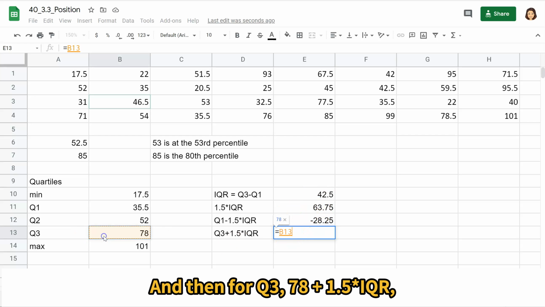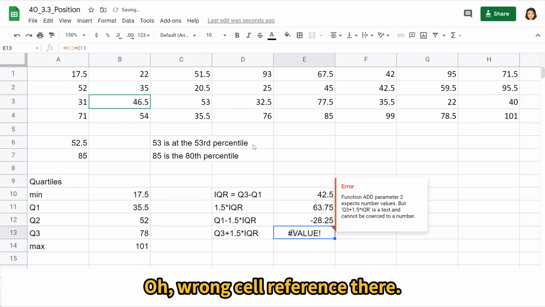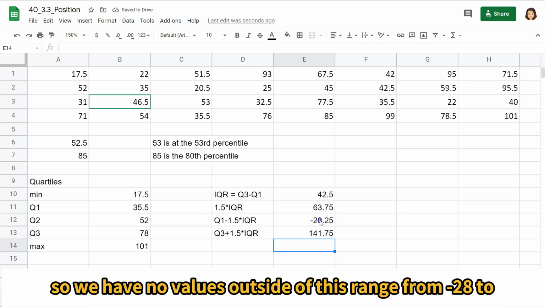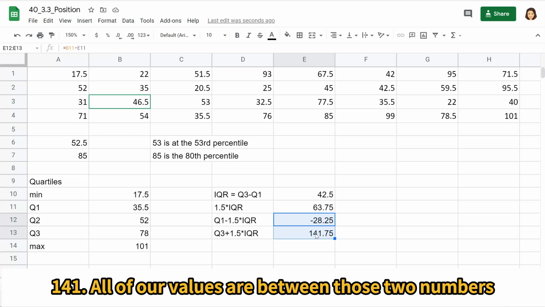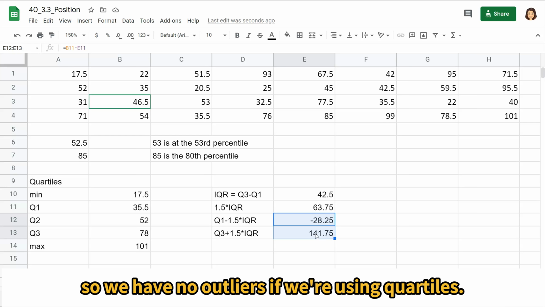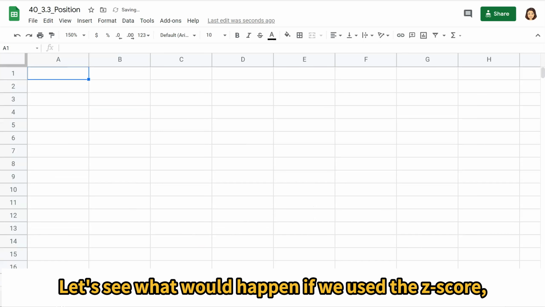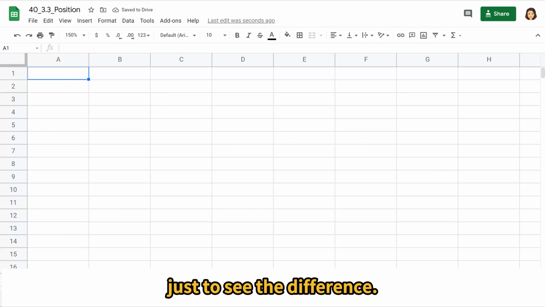And then for Q3, 78 plus 1.5 IQR. Oh, wrong cell reference there. Plus our 1.5 times IQR. 141, no. Our biggest value is 101, so we have no values outside of this range from -28 to 141. All of our values are between those two numbers, so we have no outliers if we're using quartiles. Let's see what would happen if we used the z-score, just to see the difference.